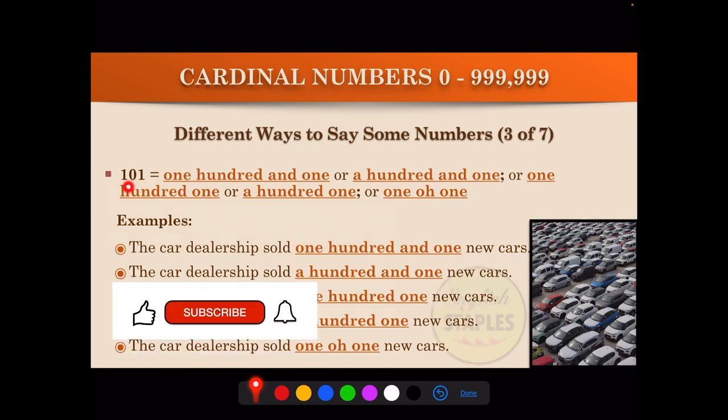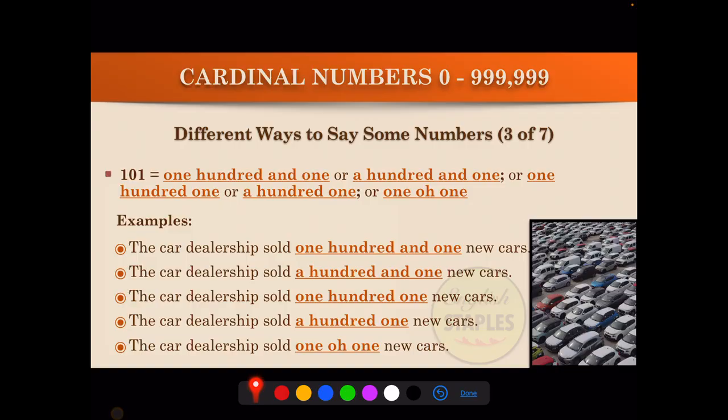This number, 101. Here, they drop the and. The and is gone. So, an example of how these are used.